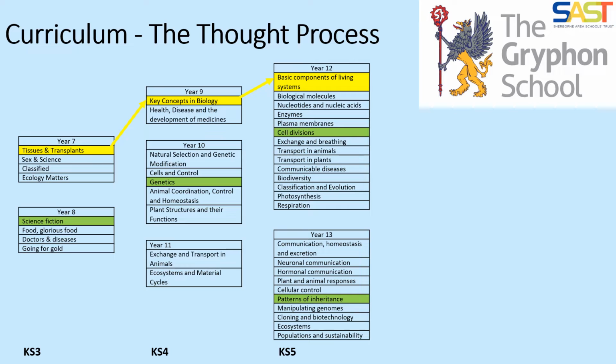So if we look at the first topic they do in Year 8, which is science fiction, it's basically looking at genetics and inheritance. And then when they move on to Key Stage 4, they will look at that genetics in Year 10 in a lot more detail, doing genetic crosses, looking at multiple alleles and so on. And then when they move into Key Stage 5, genetics will be threaded through multiple topics. I have just highlighted a couple of them here.